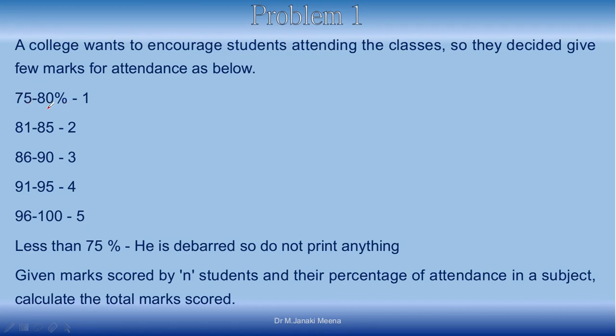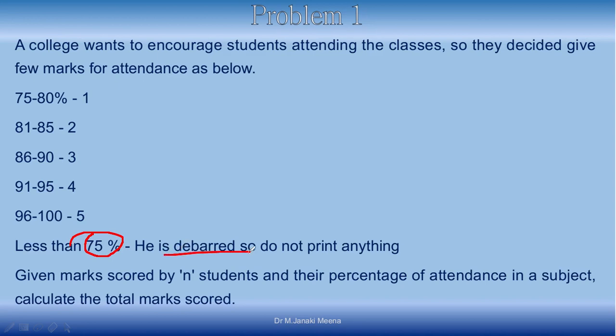is from 75 to 80, then he will be given 1 mark. When the attendance percentage is 81 to 85, he is going to be given 2 marks. When the attendance percentage is 86 to 90, he will be given 3 marks. 91 to 95, 4 marks, and 96 to 100, 5 marks. And if the attendance is less than 75%, then he is debarred.